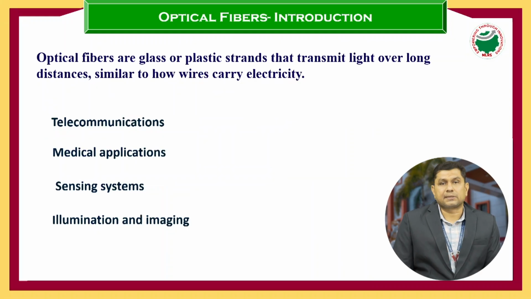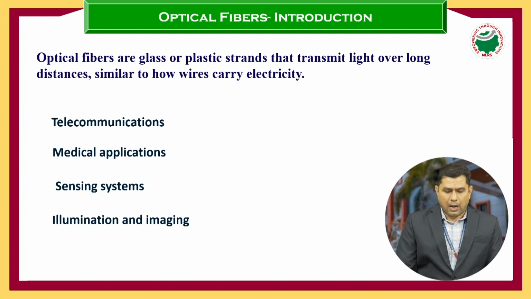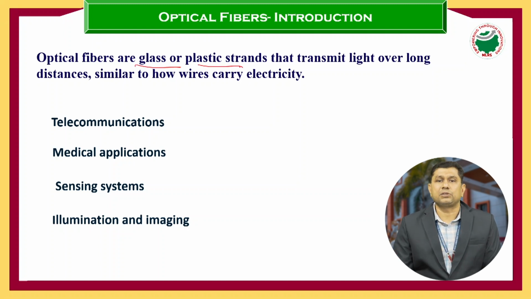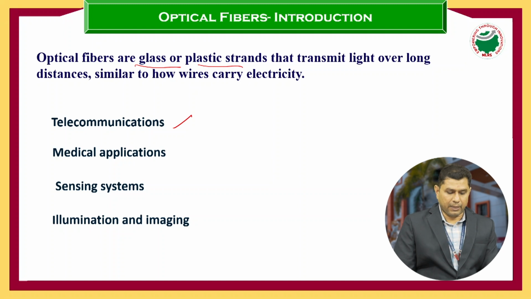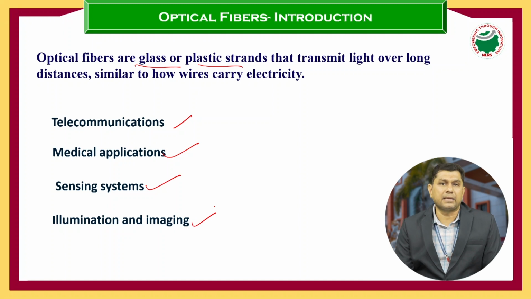Today I am going to discuss optical fiber, which is the fifth unit of applied physics. First of all, what is an optical fiber? Optical fiber is made up of glass or plastic, which is used to transmit light. Where will we use these optical fibers? Basically, we use them in telecommunications, medical applications, sensing systems, and illumination and imaging. In these areas, we will use these optical fibers.